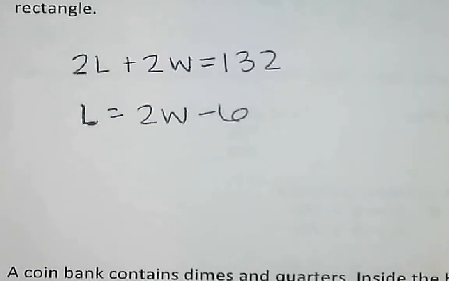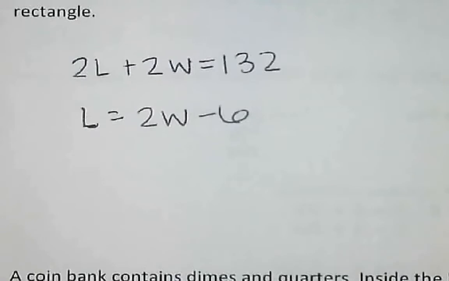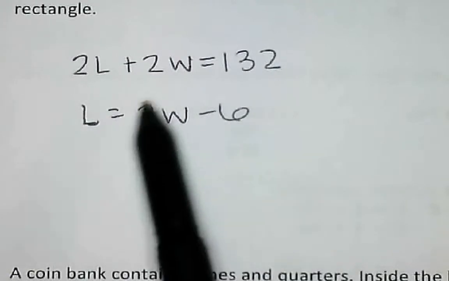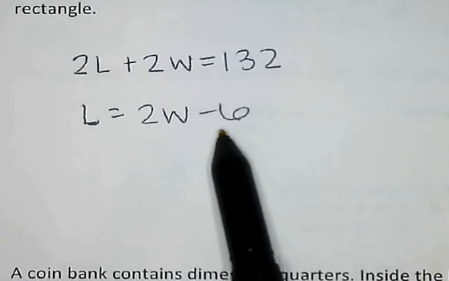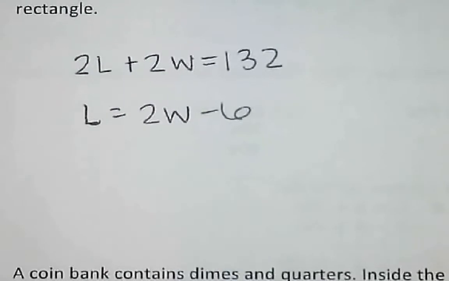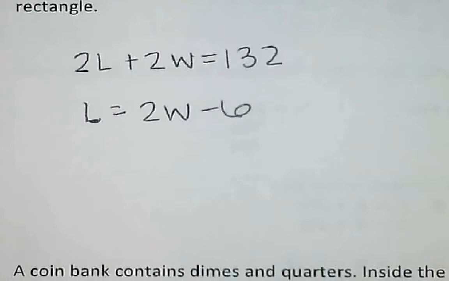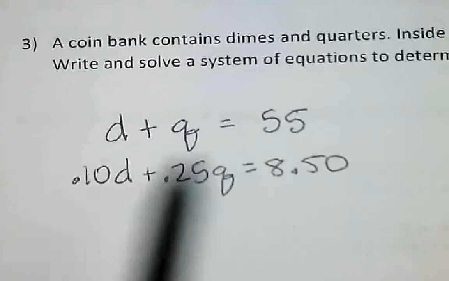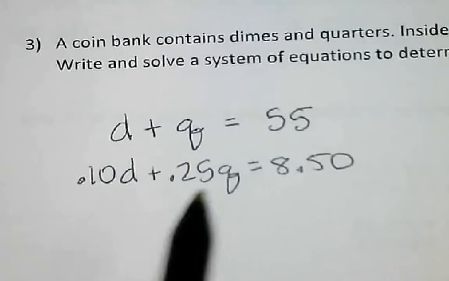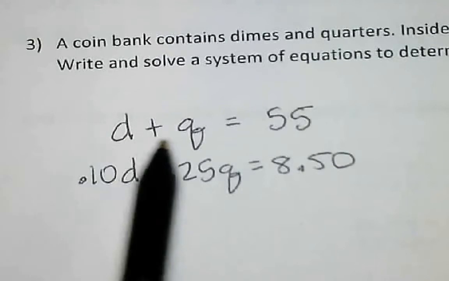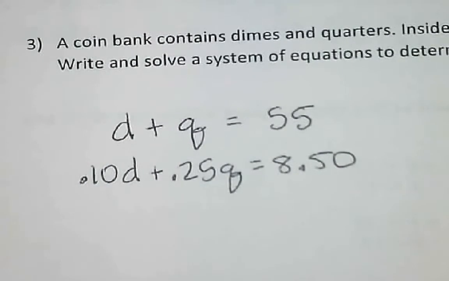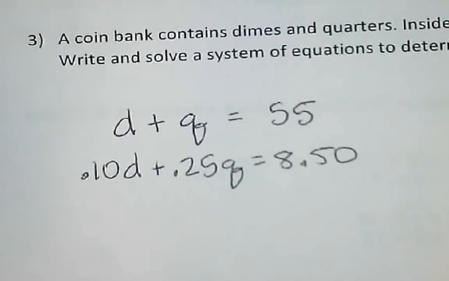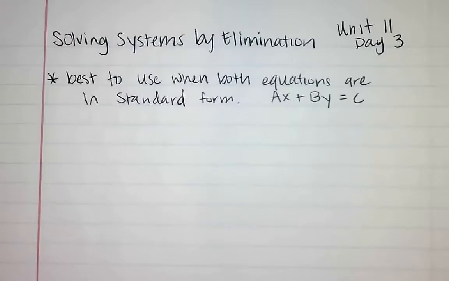If you were given two equations that looked like this, we did a couple of word problems like this. You had one value here, L was equal to something, so you could substitute it in. I would do substitution for an equation like this, okay? And then if you were given an equation like this about dimes and quarters, that's why there's 0.10 and 0.25, we are set up in two standard form equations. This would really be the best for elimination. So today, it's best to use when both of your equations are in standard form.